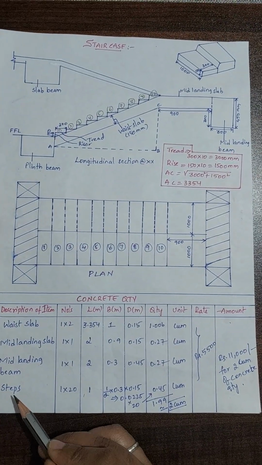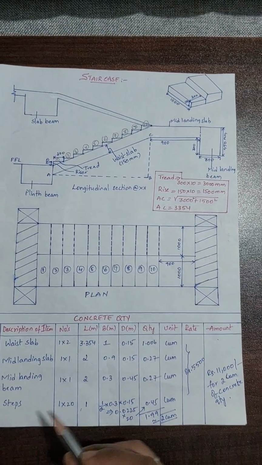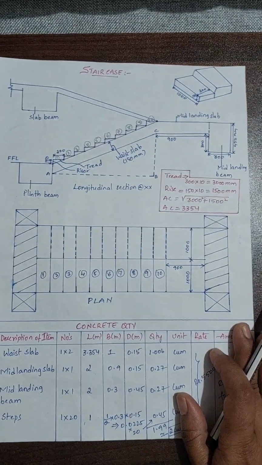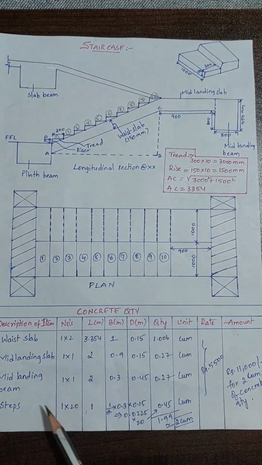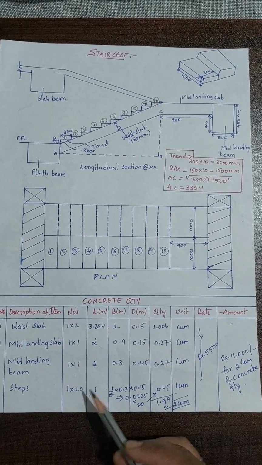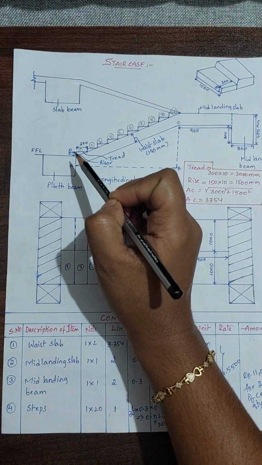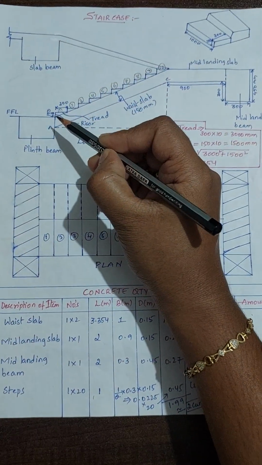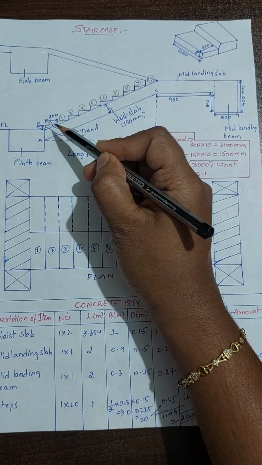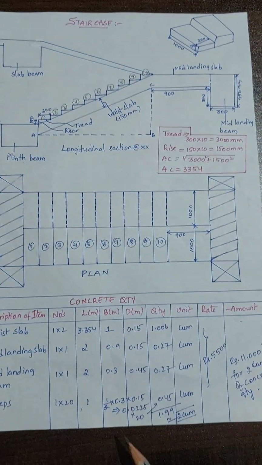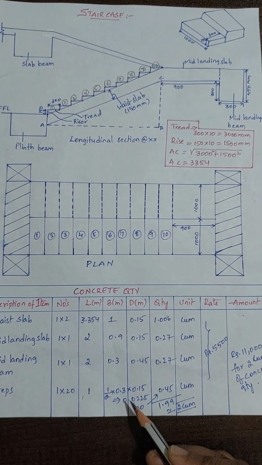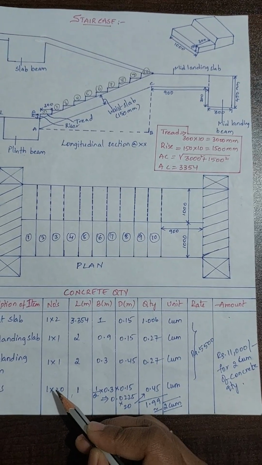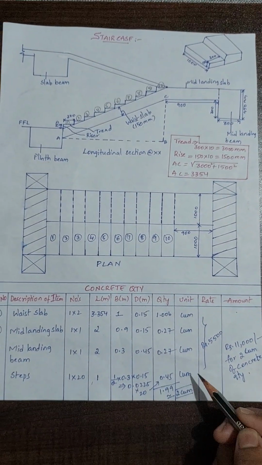Now we will find how much concrete quantity is required for steps. So there were 10 steps at this side and another side there are another 10 steps. So the number of steps is 20. So here you can see this portion is like a triangle. So triangle area is half into L into B. So half into the riser 0.15 into tread 0.3 meters, which we will get 0.0225. So this into 20 steps, we will get 0.45 cubic meter is required.